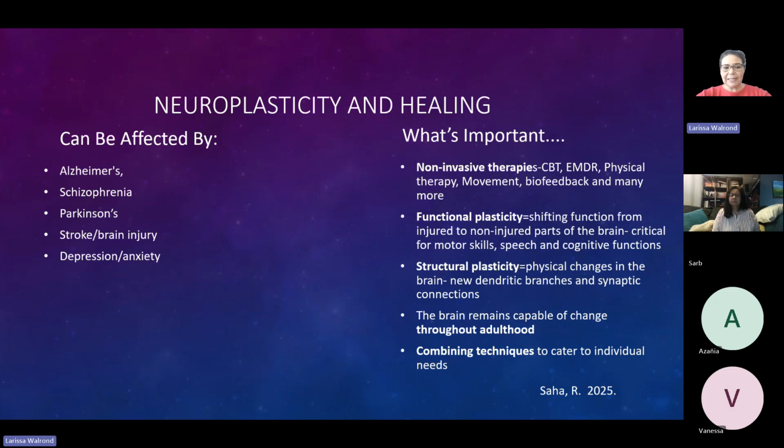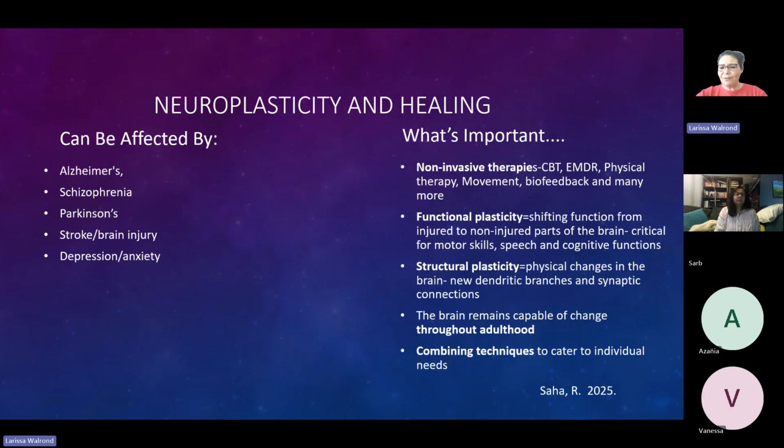Okay, so neuroplasticity and healing. Again, this list on the side here: Alzheimer's, schizophrenia, Parkinson's, stroke, brain injury, depression, anxiety. This is just from this one research PDF that I looked at. These are disorders that were mentioned in this one only. So there are other disorders that you can use neuroplasticity for. These are just the ones that are mentioned here.